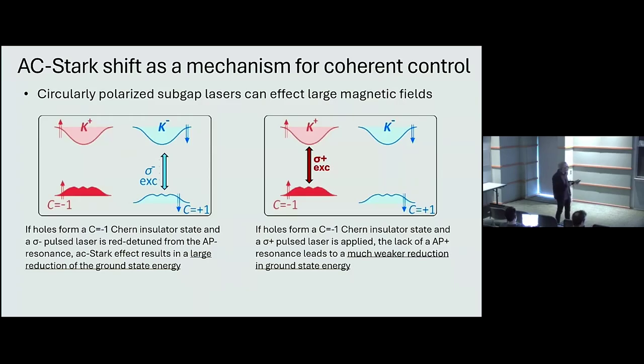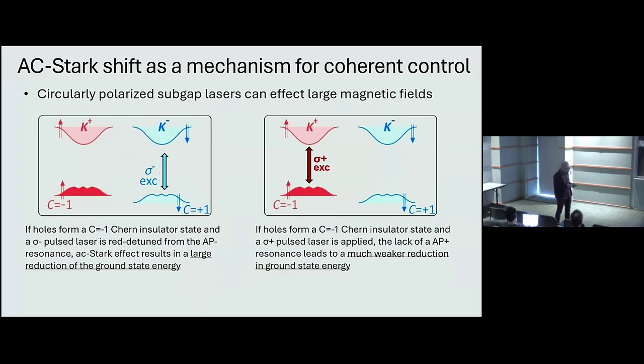And that AC Stark shift would lower the energy of the ground state. So one should not really think about lowering the energy of this C+1 layer, but rather that the whole initial state of the transition, or the ground state energy, is lowered. So what that means is that the Chern insulator state becomes even more robust. But if I were to excite the system with sigma plus light while having the holes in the same valley, then I do not have an attractive polaron resonance, so the AC Stark shift would be much smaller, and therefore there will be a weak reduction in the energy.